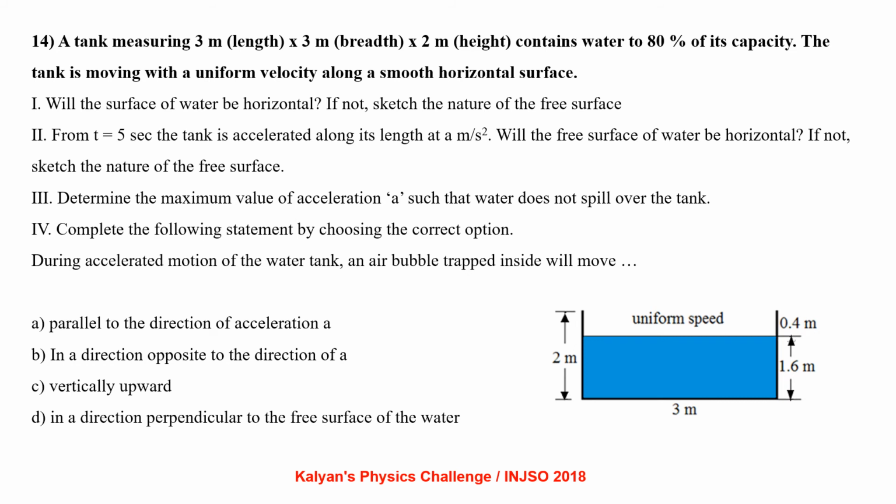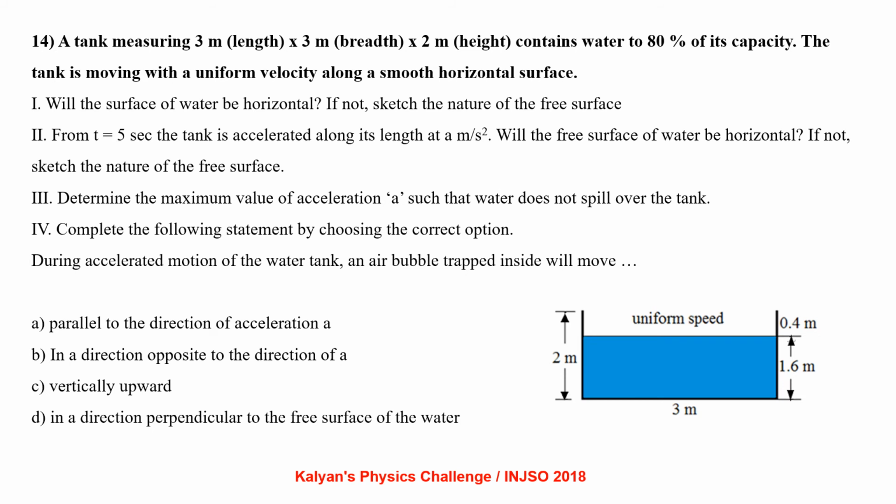From t equal to 5 seconds, the tank is accelerated along its length at A meter per second square. Will the free surface of water be horizontal? If not, sketch the nature of the free surface. Determine the maximum value of acceleration A such that water does not spill over the tank.